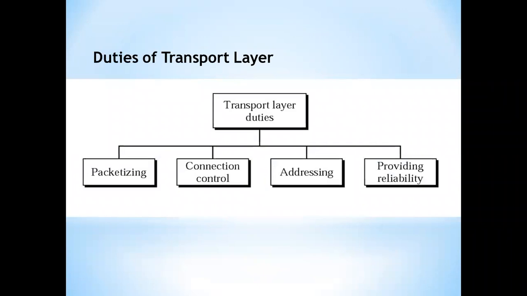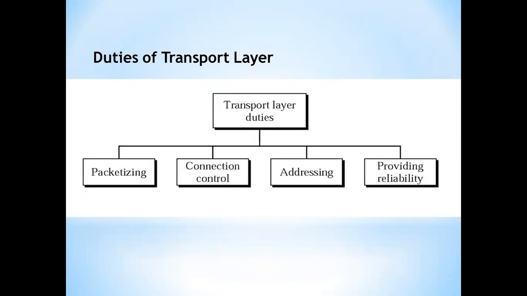Next is duties of the transport layer. Transport layer is meant for the process to process delivery, and it is achieved by performing a number of functions. The basic duties of the transport layer are the packetization, connection control, addressing, flow control, and error control. That is covered under providing reliability.